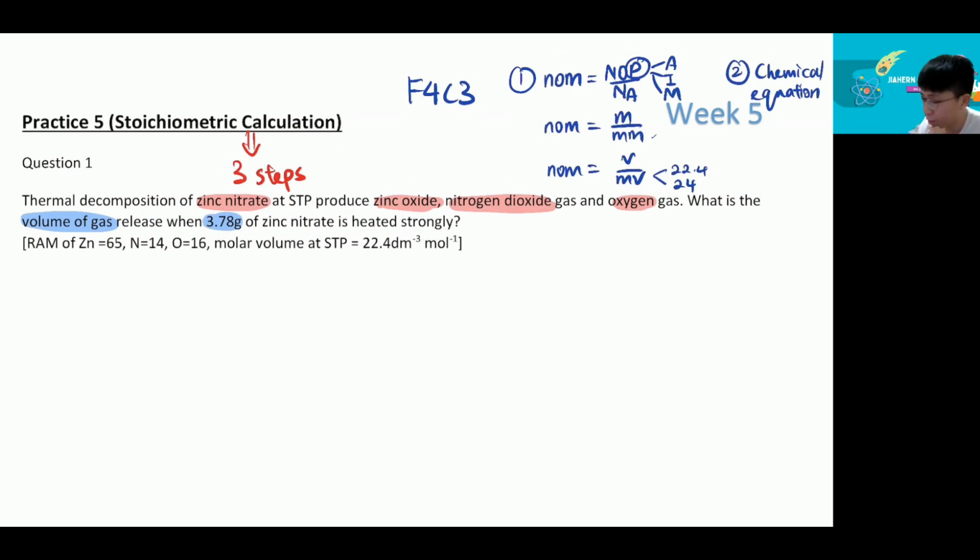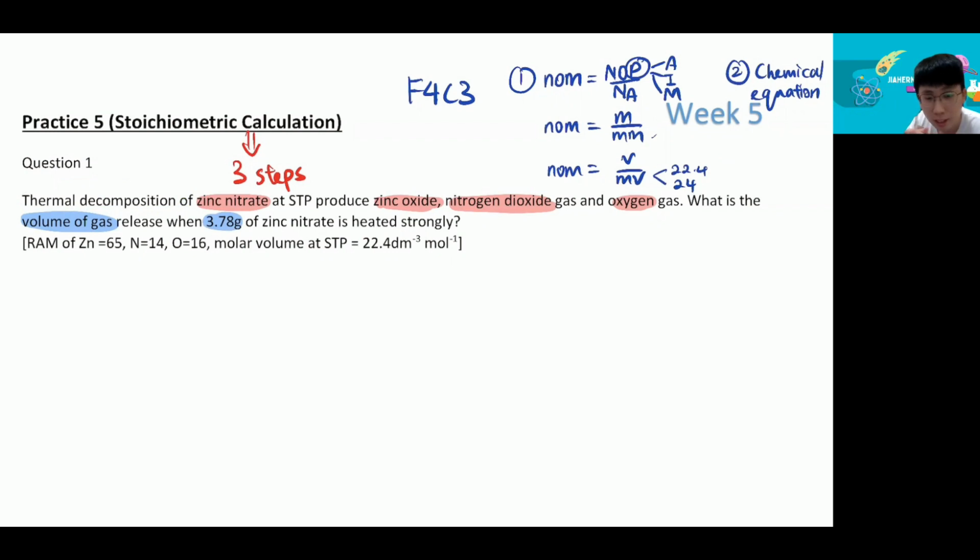Alright. So what's the volume of gas released when 3.78 gram of zinc nitrate is heated? First of all, let's write the chemical equation. If you read the question, thermal decomposition means you use heat. Thermal means heat. You use heat to decompose. Decompose means break down. You try to break down something. So thermal decomposition means you try to break down zinc nitrate and produce 3 chemicals, which are zinc oxide, nitrogen dioxide, and oxygen gas.